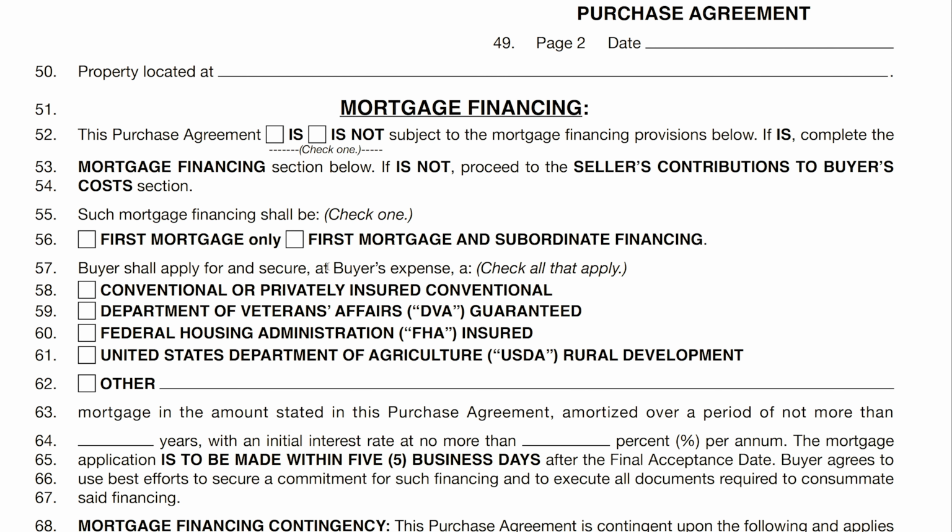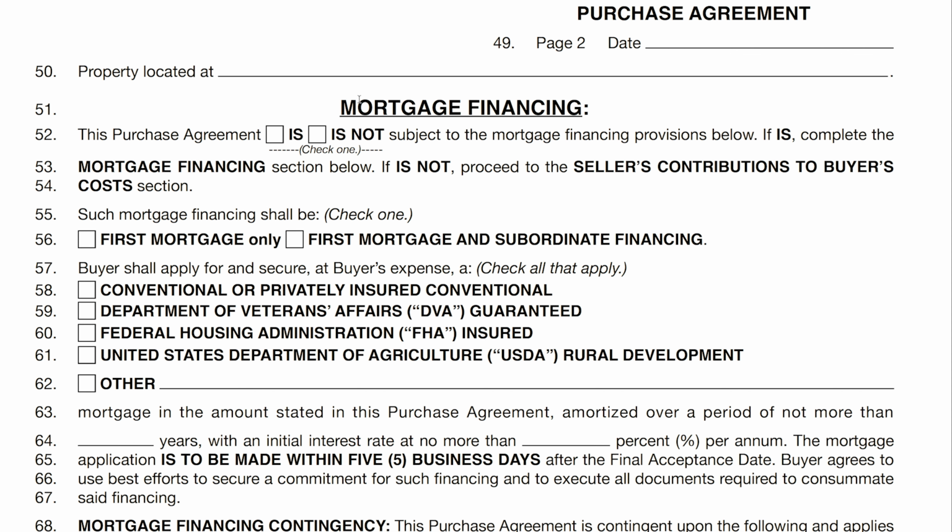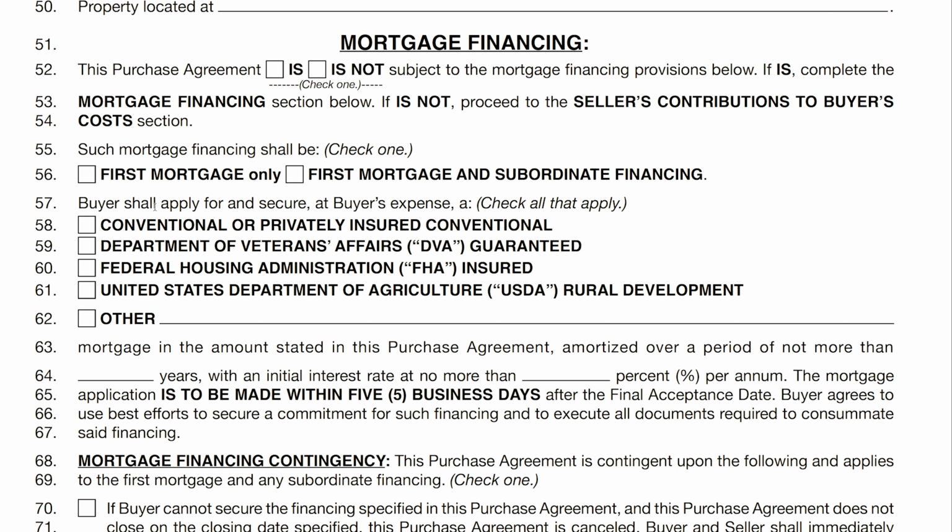Okay, so line 51, we're taking a look here at mortgage financing. Let's just say 98% of purchases out there today are going to have a mortgage attached to it. So you're going to want to include a mortgage financing provision. If you go to line 52, this purchase agreement is subject to the financing provisions below. We are going to take line 56 here.